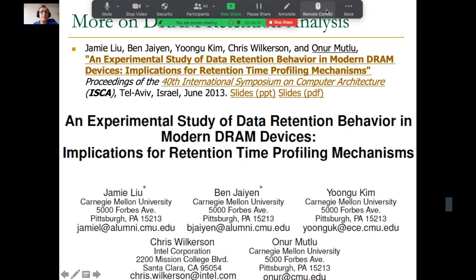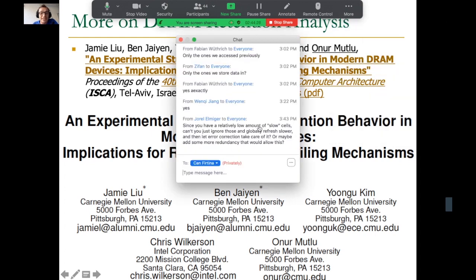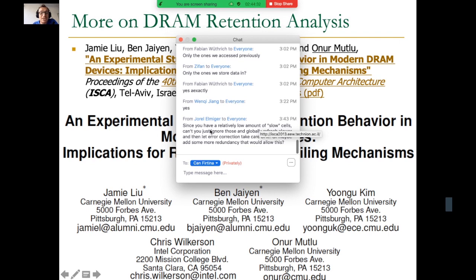This may be one of the papers that we actually assign as part of the readings. But this is actually the next paper that came out after RAIDR that started a lot of research on how to actually profile for DRAM errors. So let me actually look at it, and there's a question basically. Okay, yes, I think somebody asked a question.